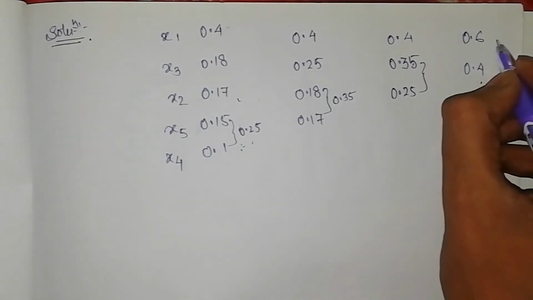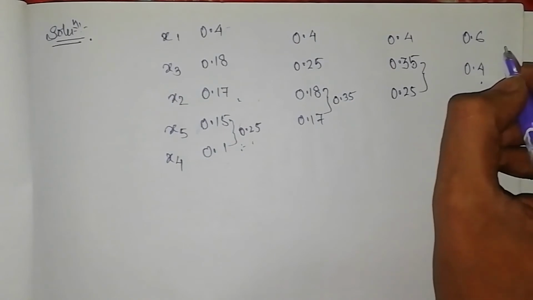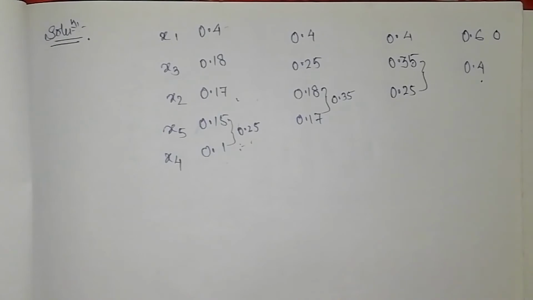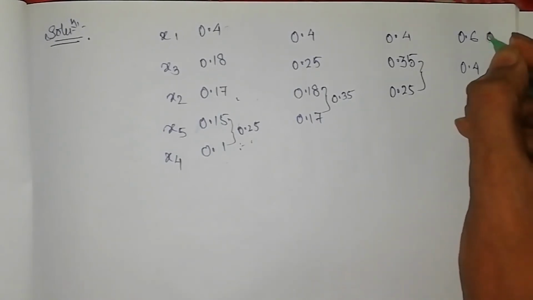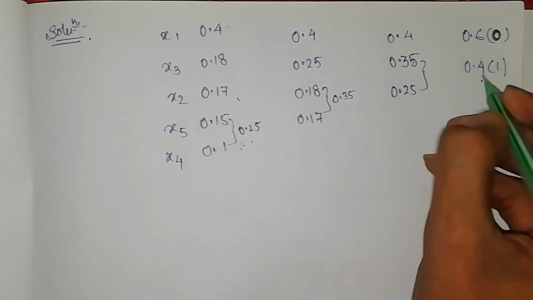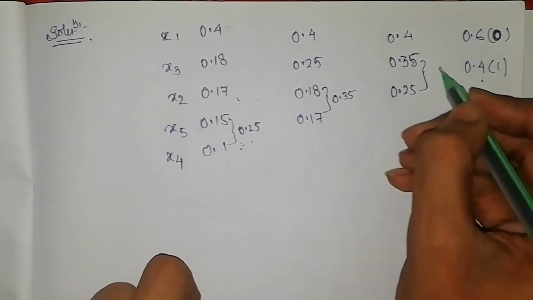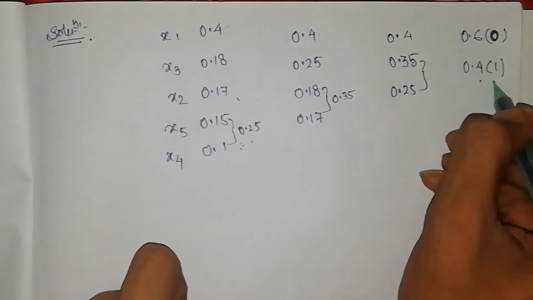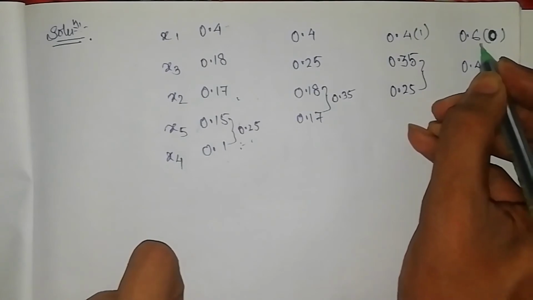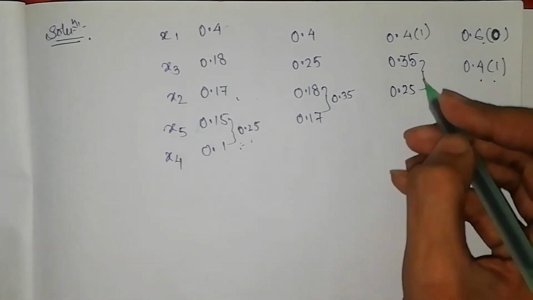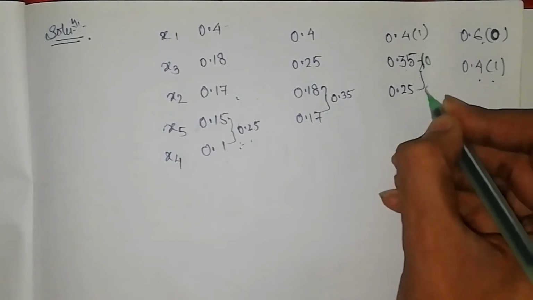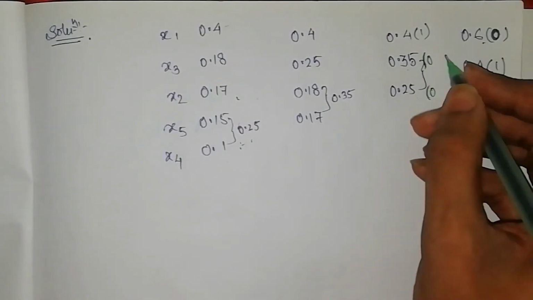So the higher probability here is 0.6, so it will be assigned 0. Sorry, it will be assigned 0 and the lower probability will be assigned 1. Now going to the back column, 0.4 remains the same, so this will be 1, but 0.6 is the result of the combination of 0.35 and 0.25, so the starting bit of both the data will be same as for 0.6, that is 0 0.